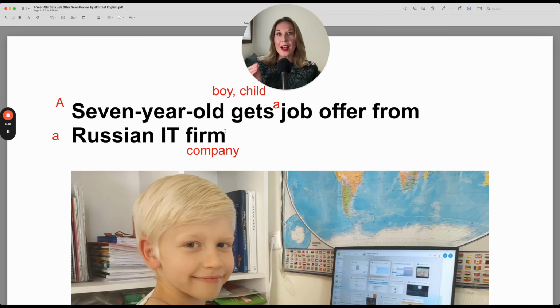But remember, as a headline, it is acceptable to omit the articles and auxiliary verbs, which we don't have here, to make it as short as possible.